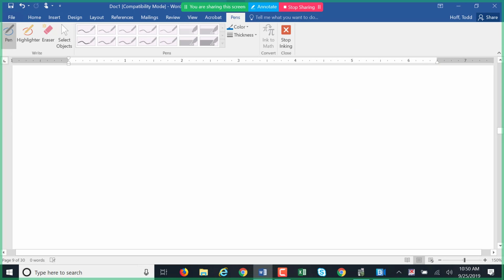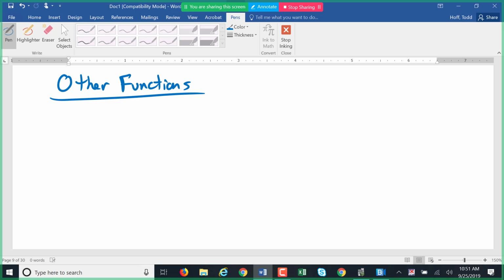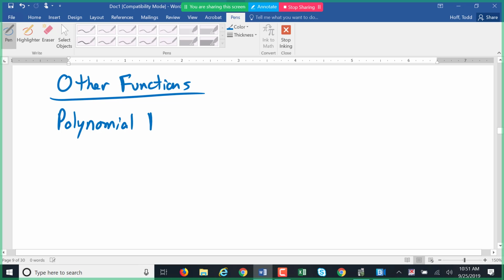Okay, so other functions. We talked about linear functions where x has a power of 1 or 0. Quadratic functions where x has a power of 2. As we get larger than that, there's a cubic function where x has a power of 3. But rather than splitting them up into each power, we're just going to talk about polynomial functions. Now, technically, our quadratic functions and our linear functions are polynomial functions.